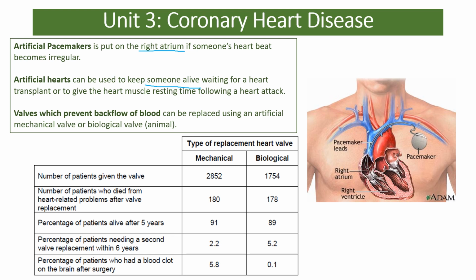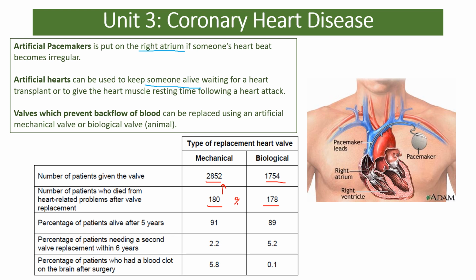So you can see here you've got some number crunching you could do in a question like this. More of them have been given mechanical than biological. Okay, the number of patients that have died, however, is higher in the mechanical ones, but not much higher if you look at the difference in numbers. So a huge number more have got mechanical valves, and 180 died, than the ones that have biological valves. So actually the success rate would be higher percentage-wise for mechanical valves.